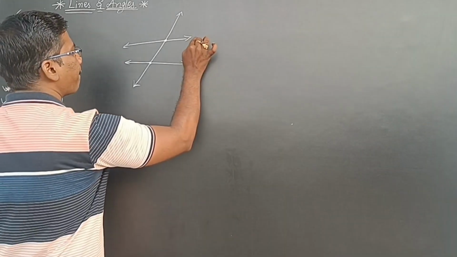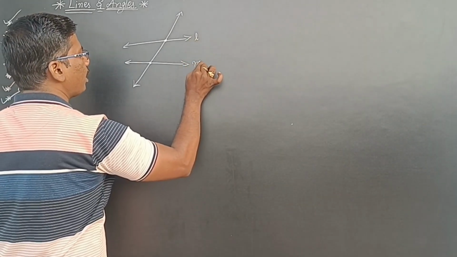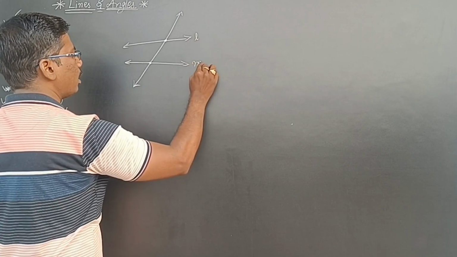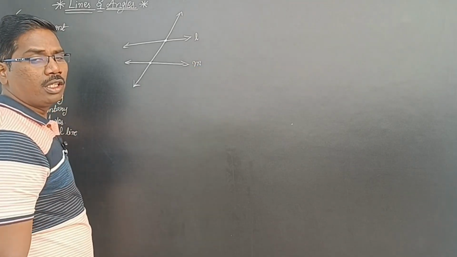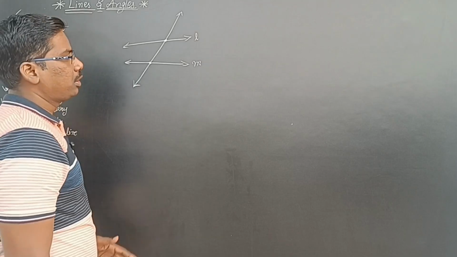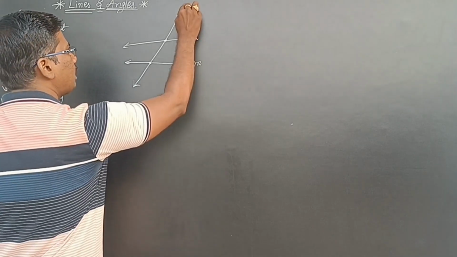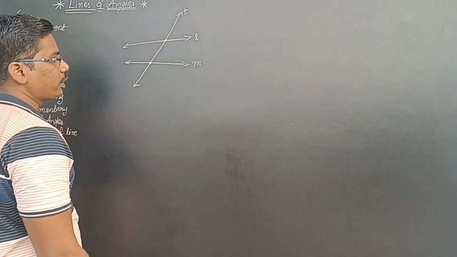Now see, this is l and this is m. Lines are represented with small letters. Points are represented with capital letters. These two lines are l and m. This is called t, the transversal line.